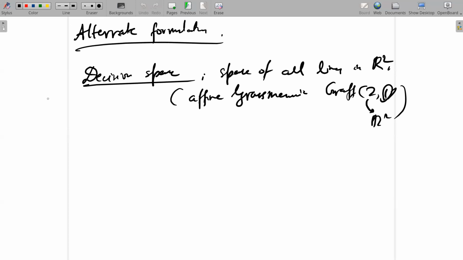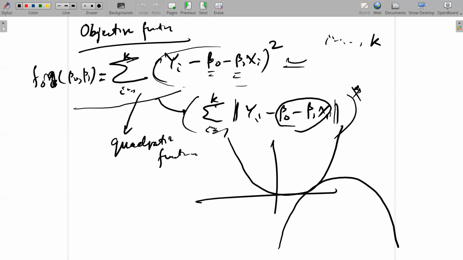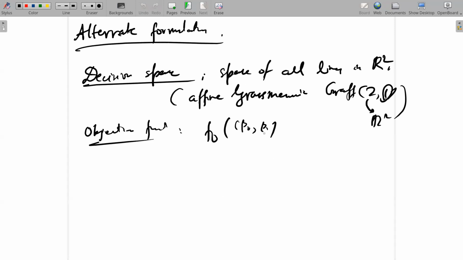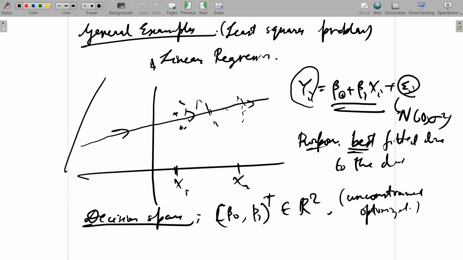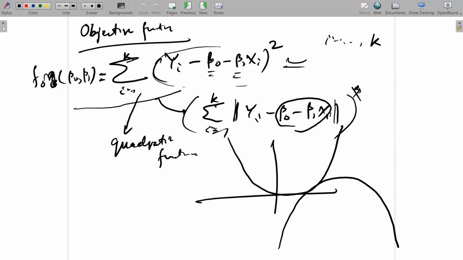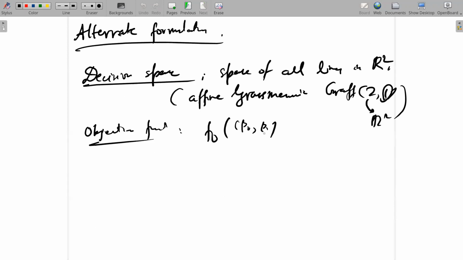So here, the decision space is this, and the objective function is f0 of whatever line you have. We have parameters using beta 0, beta 1. We will use the same objective function, but it's just a slight change of point of view, which makes it very, very useful actually. Okay, so that was example 1, about least squares. The decision space was unconstrained and the objective function was quadratic.